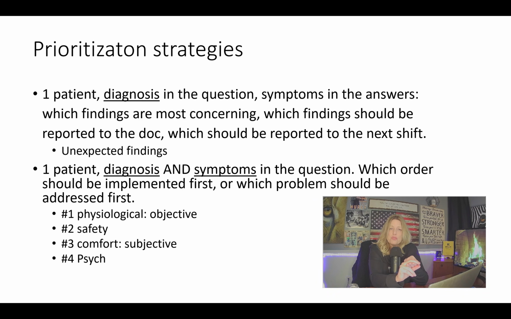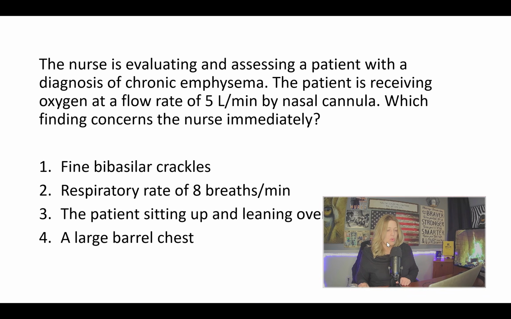If you don't have any safety issues, you address comfort issues. Comfort issues are subjective findings. They're the things the patient reports. I'm hungry, I'm in pain, I'm nauseated, whatever it is, right? Those are the subjective findings. Those are what you address third. And then if you don't have any of those, you can address the psych issue. Maybe they're hallucinating, maybe they're depressed, whatever it is, but you address the objective findings first, physiological, then the safety, then the comfort or subjective, and then the psych issues. Okay, so let's get going, starting to talk about some actual questions.